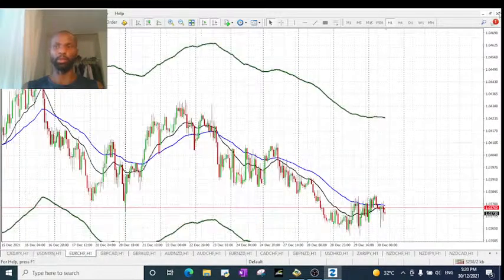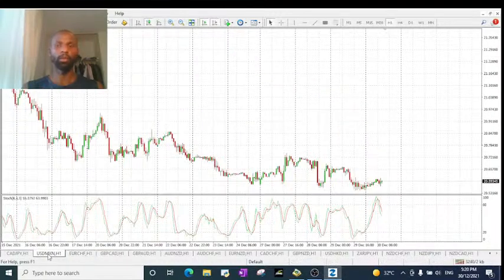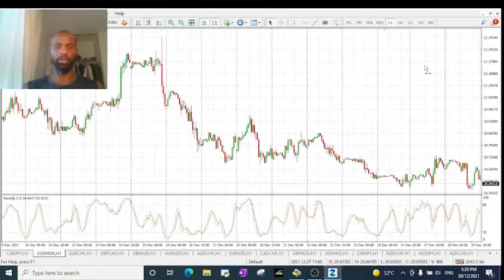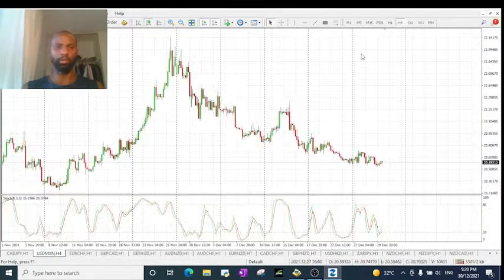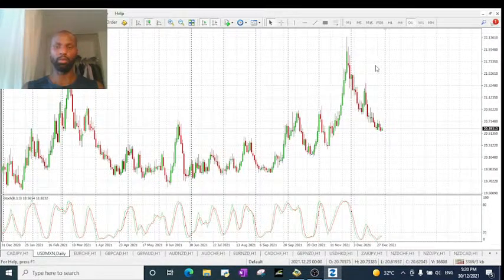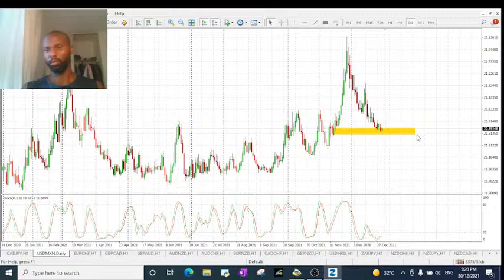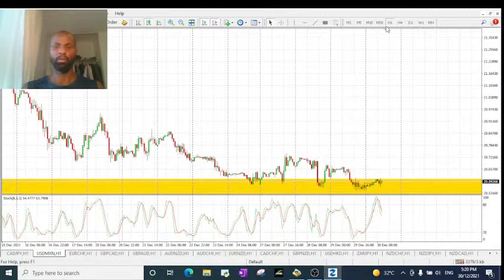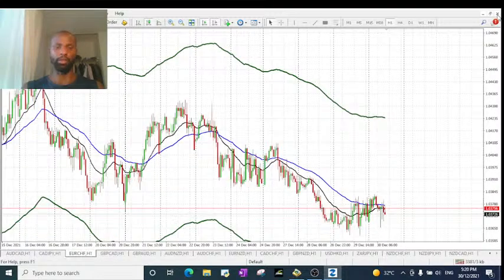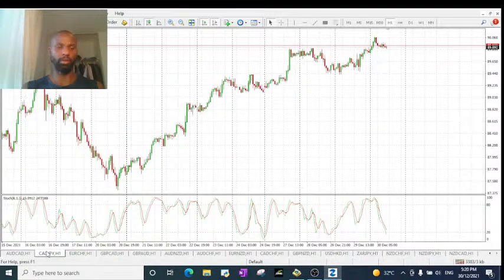I'm just going to delete this pair. US Mexican pesos. I've never traded this. I don't even know how the pair moves. Looks like we are hitting a major zone right here. Yeah, I'll just delete this pair. I don't really trade it.